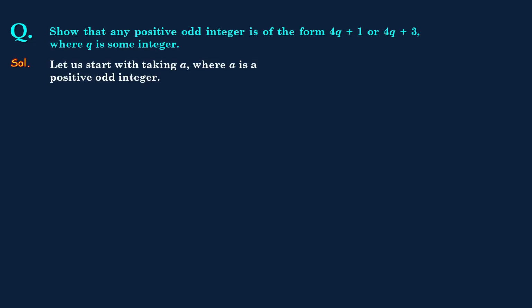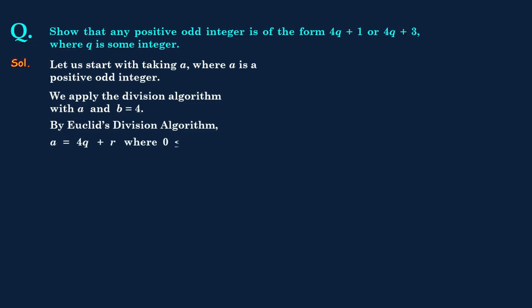Okay. So in the same way, let us start by taking a, where a is a positive odd integer, because here they are asking for a positive odd integer. Now we are going to apply Euclid's division algorithm with a, and since they have asked to prove 4q plus 1 and 4q plus 3, we will consider b as 4, because we know that a equals bq plus r, that is Euclid's division algorithm.